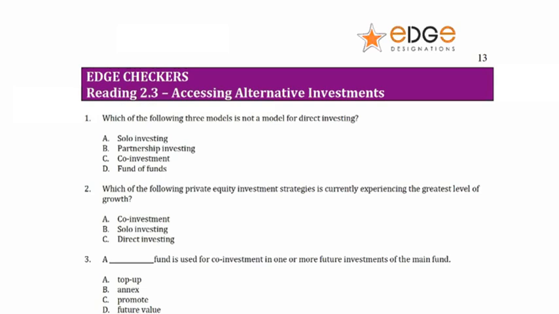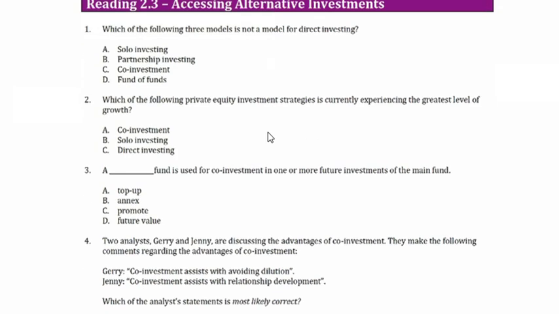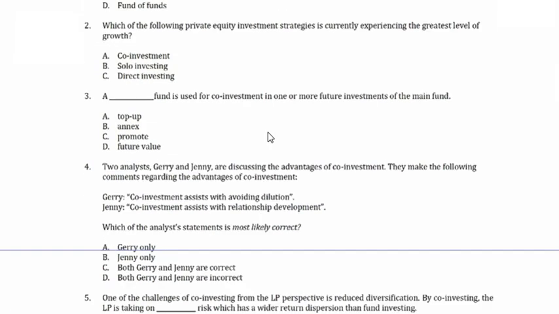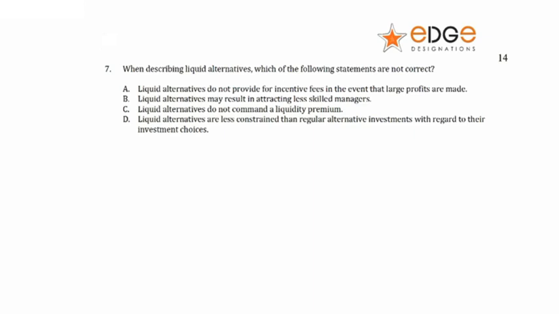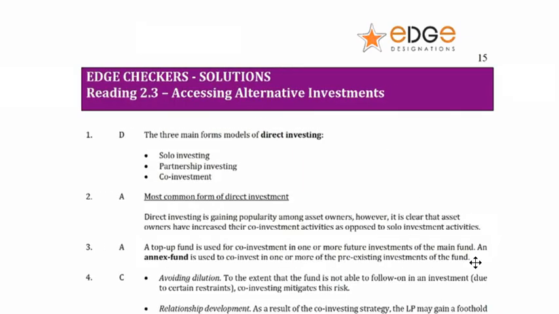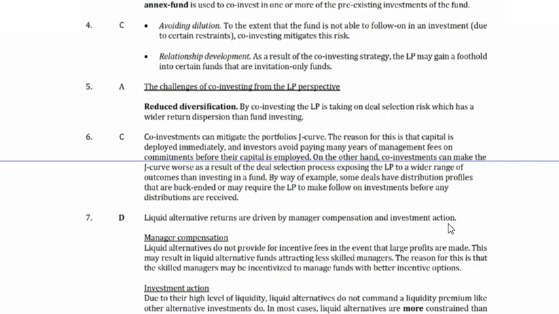On page 13, guys, I hope you can see over there, we've got the edge checkers. What are they there for generally? Just make sure you can do the questions after you have gone through the particular reading. That'll give you a sense that yes, I'm aware of what went on in this particular reading. There's 7 questions for you there. The solutions are on the next page for you over there.